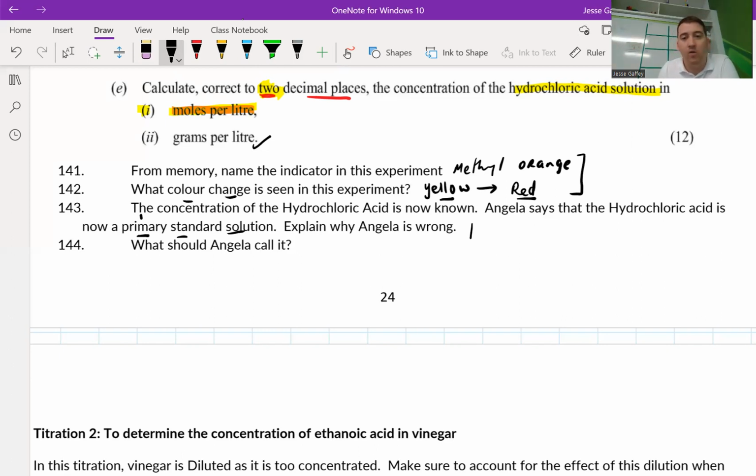Okay, so the answer that I was looking for here was it wasn't made directly. So it wasn't made up directly, the HCl. It's only if you actually measure it specifically, the quantity of solute and the quantity of solution, that you actually can call it a primary standard solution. Now it's still standardized, we know its concentration, but it's not a primary standard solution. Instead, Angela should call it a secondary standard solution.